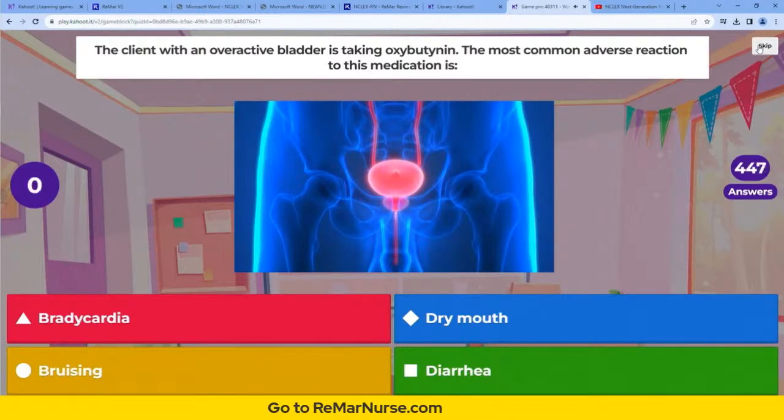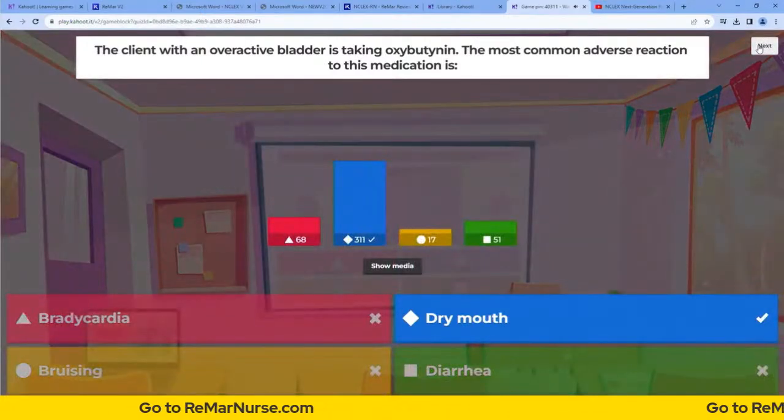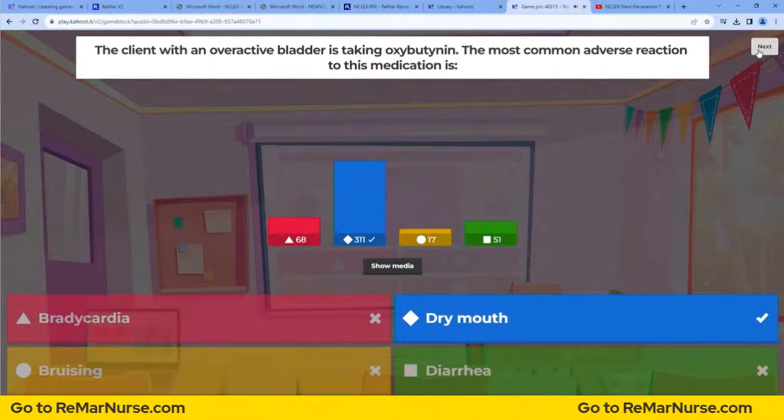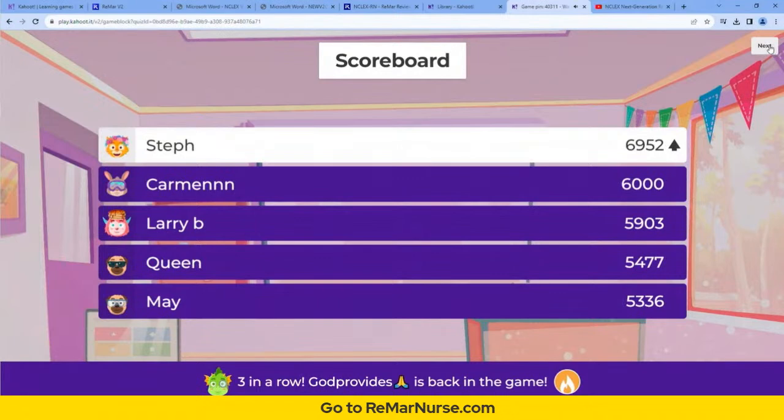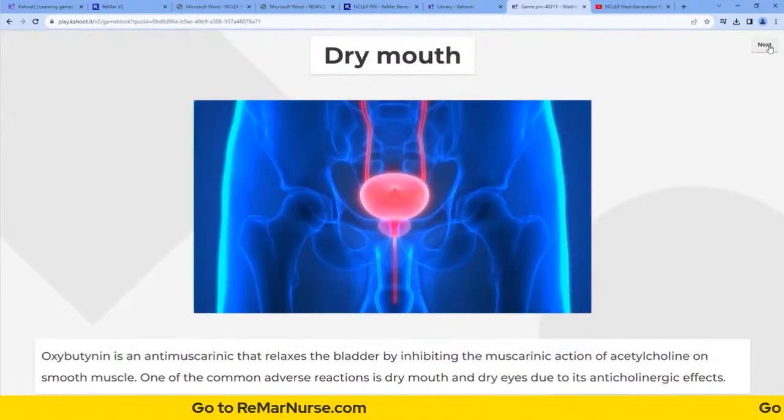Correct answer. I see a lot of people picking blue. Blue is the right answer, so you were in step with that. Our leaderboard changed. Welcome to the top, Steph. I see you. Dry mouth.